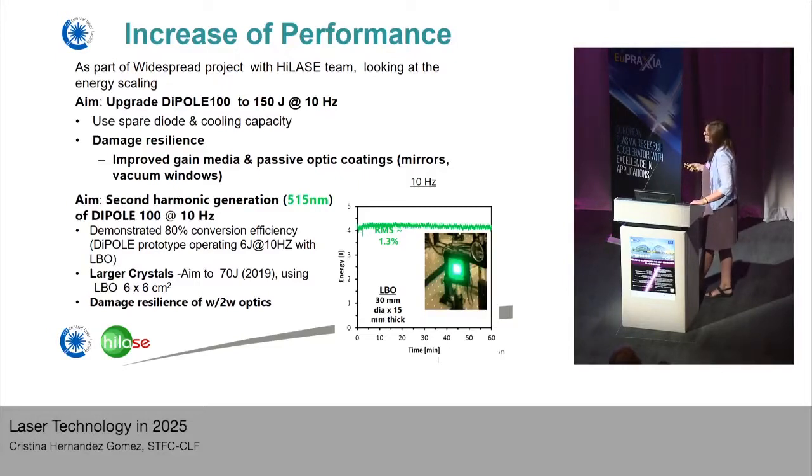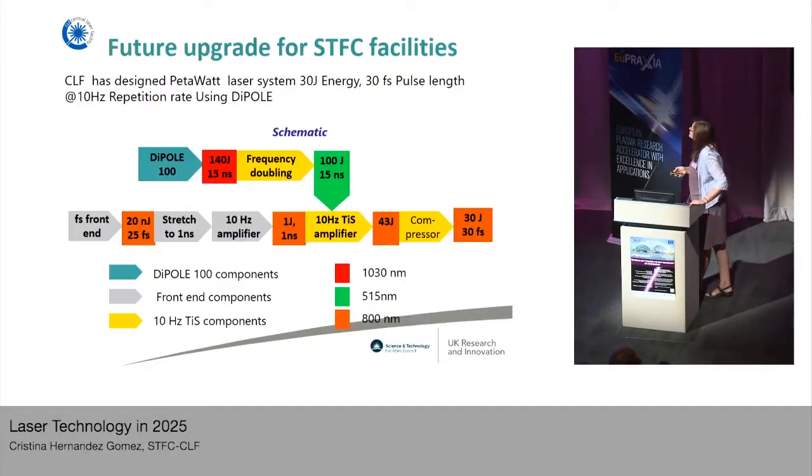So why have we put so much effort into developing this technology? Because now that we have a beautiful pump that can operate at more than 100 joules at 10 hertz, we can use it to have a petawatt system that can operate at 10 hertz. If you remember from the beginning, I had my short pulse front end. It was stretched, and then it got amplified in a Ti:sapphire. Now my Ti:sapphire amplifier is going to be pumped by DiPOLE that has been frequency doubled, and then I'll compress it, and I'll have a petawatt system operating at 10 hertz, not dissimilar to what L3 in Lawrence Livermore is doing.